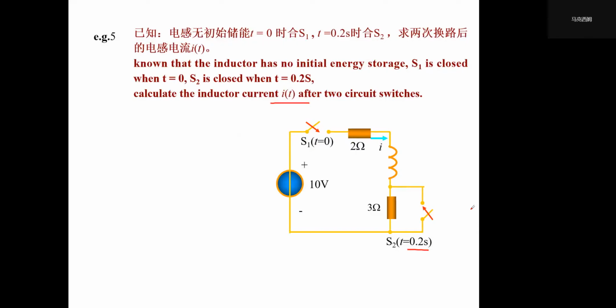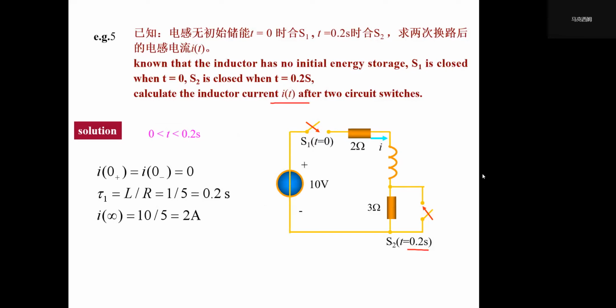So we can see that the initial value of it is actual. We can divide it into two parts, right? From time 0 to time 0.2. So in this case, we can still use this three-factor method. We know that originally it has no initial value, and the current of it is 0.